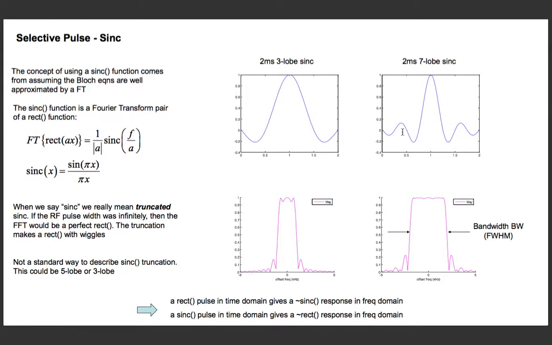By the way, when I describe sinc pulses, I refer to this as a 3-lobe sinc, 1, 2, 3, and this is a 7-lobe sinc, 1, 2, 3, 4, 5, 6, 7. Some people look at the sides and would call that a 1, 2, 3-lobe sinc. There's really not a definition. I think the definition I use is more common. That's why I use it. But you'll see some people describe that differently. I just want to point that out.